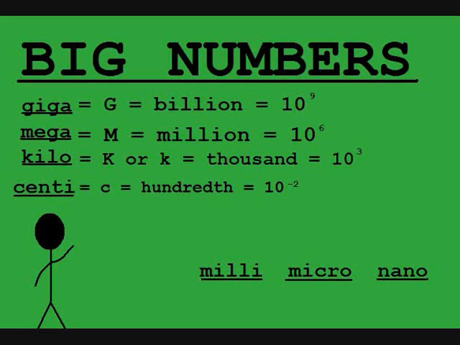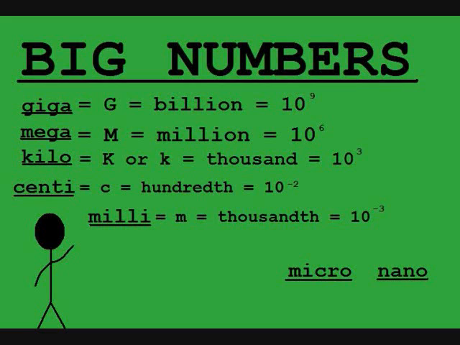Centi is a lowercase c, which is equal to a hundredth, which is 10 to the -2. Milli is a lowercase m, which is a thousandth, and is equal to 10 to the -3rd.